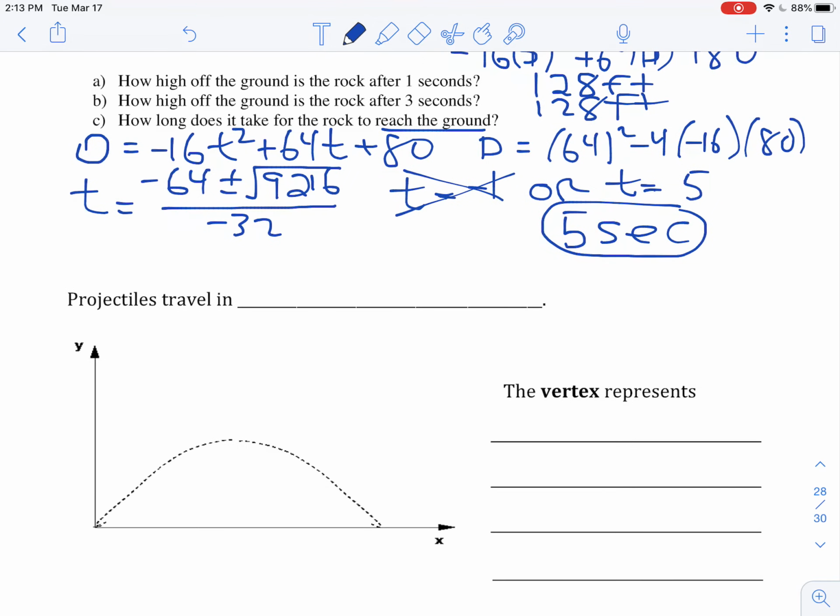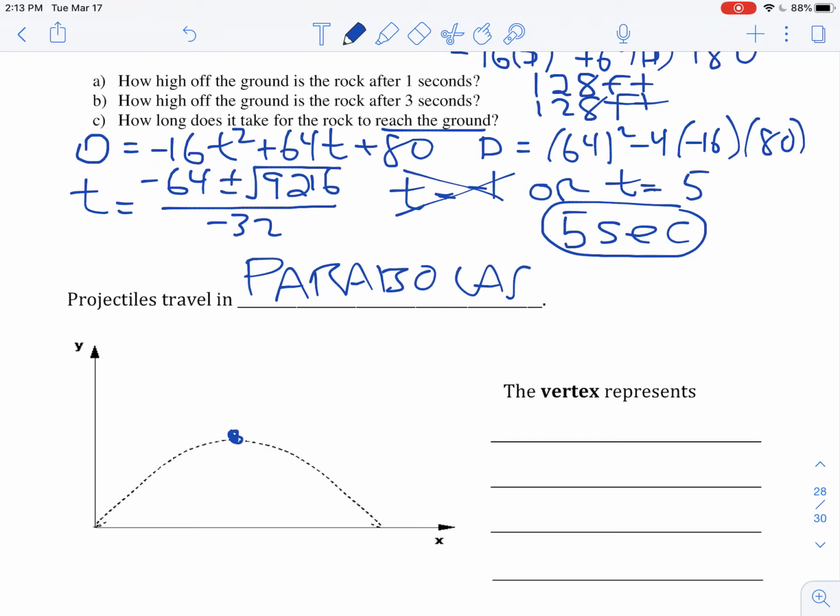Projectiles travel in parabolas. And these will always be upside down parabolas. And that front number is going to be negative 16. And remember that negative numbers in front cause the parabola to open down. I have a little sketch here.